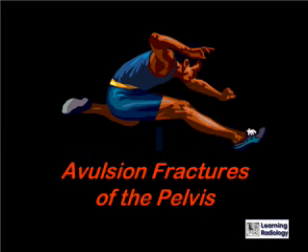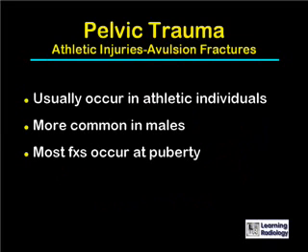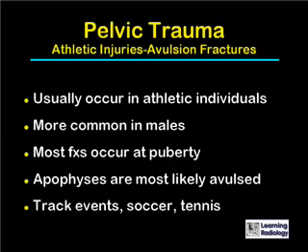Avulsion fractures of the pelvis. Avulsion fractures of the pelvis usually occur in athletic individuals. They are more common in males. Most of these fractures occur at the time of puberty when the apophyses have just formed, and the apophyses are the most likely to be avulsed. They occur in those individuals who participate in track events like running, hurdling, and jumping, soccer, and tennis.